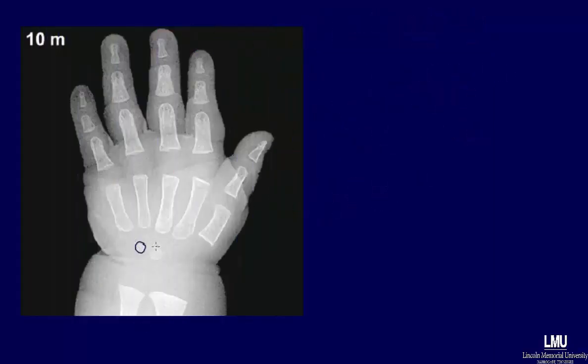This is a hand of a 10-month-old. Notice how he or she has no carpal bones. The ossification centers are circled in blue, and the epiphyseal plates are not present at this age.